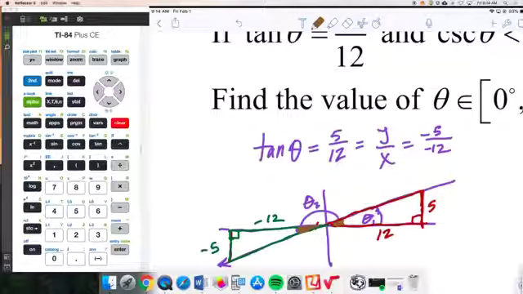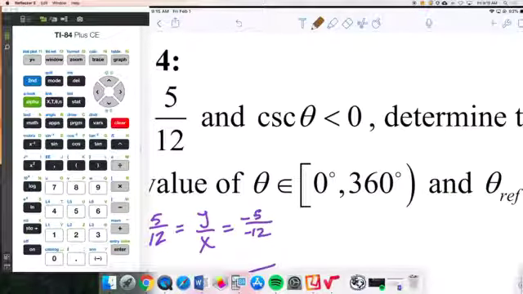Okay, so now I need another clue, right? I need to know which one of those it is. Is it the angle between 0 and 90, or is it the angle between 180 and 270? How am I going to figure that out? Well, clue number 2, cosecant of that same angle is less than 0.